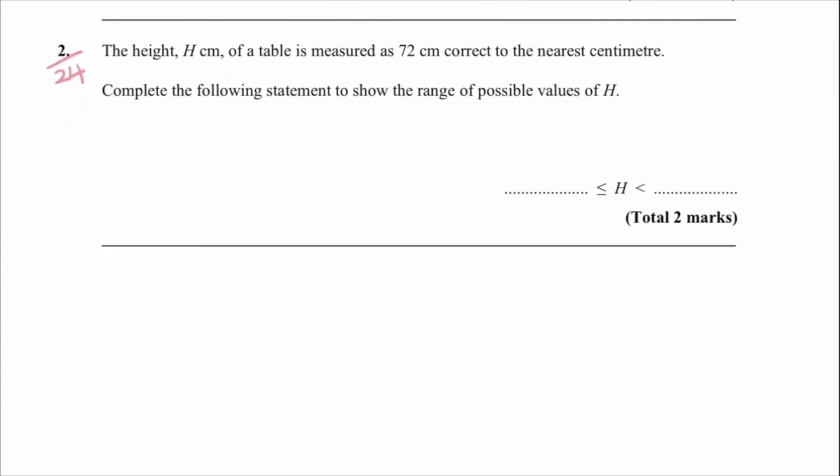It's an error interval, which has been set up for us. So we just need to find the missing values. I like to do this thinking about a number line. So we've been given 72 that's been rounded to the nearest centimetre. So the next centimetre would have been 73, the one before 71, and we want those values slap bang in the middle. So 71.5 and 72.5.